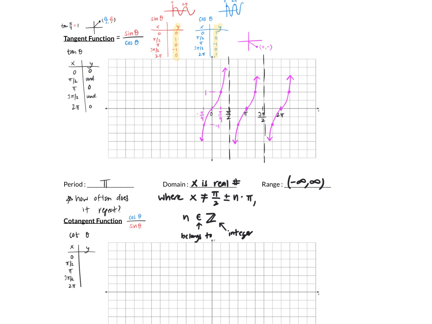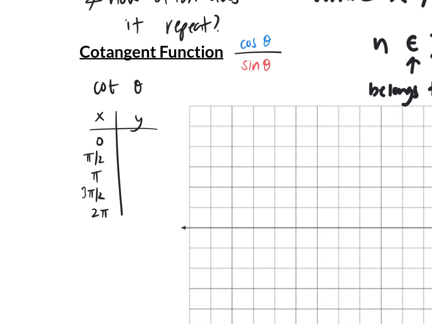Okay, I apologize for it being kind of small, but instead of going back and forth every single time here, we're just gonna have it like this for right now. So cotangent, we're gonna go my cosine y value over my sine y value. So I've got 1 divided by 0. 1 divided by 0 gives me undefined. So this is gonna be undefined.